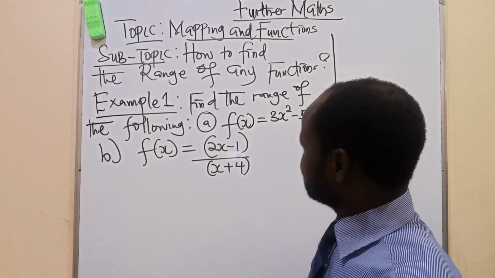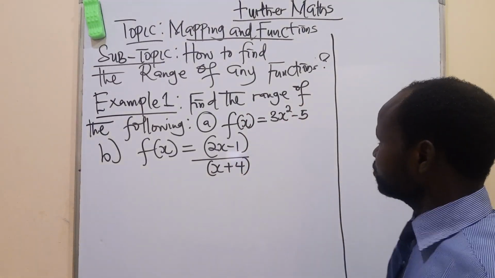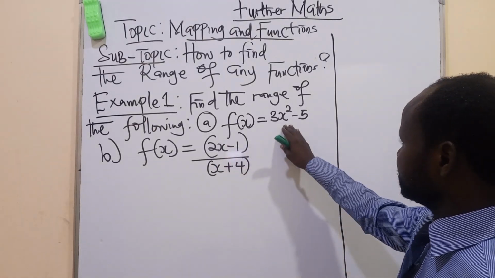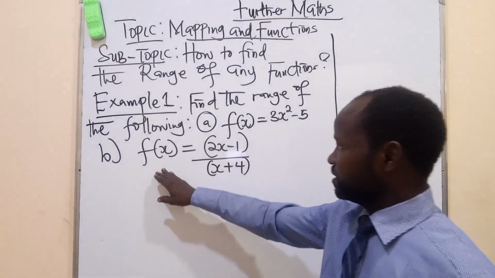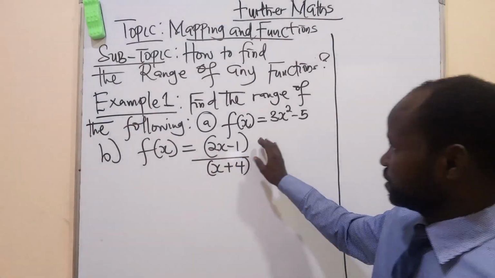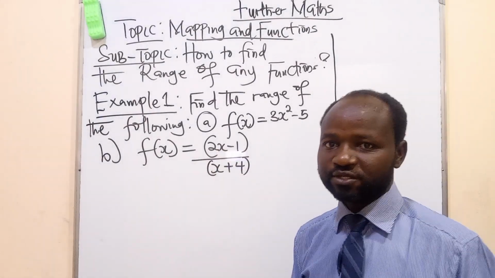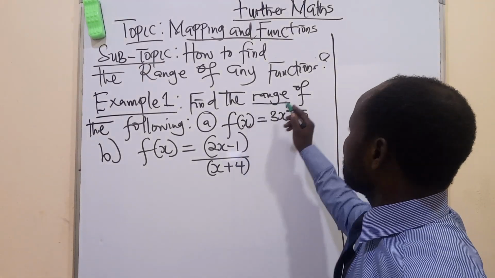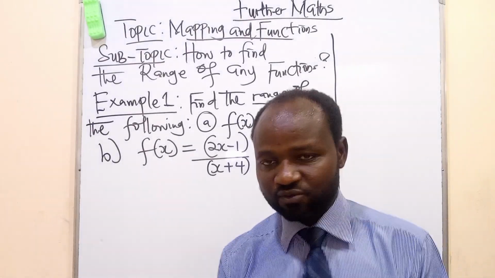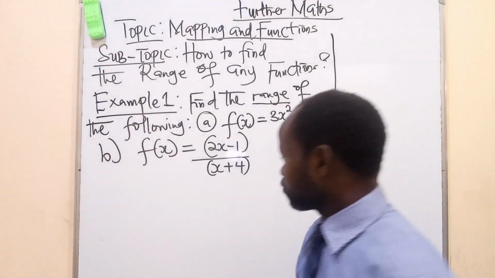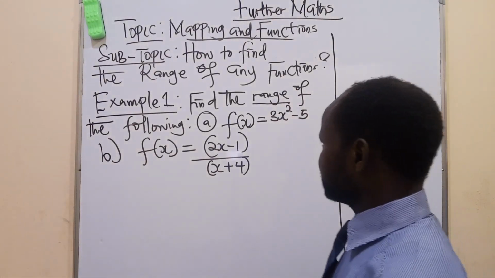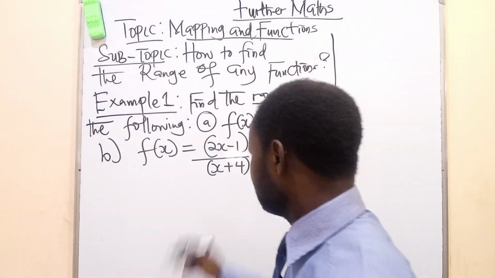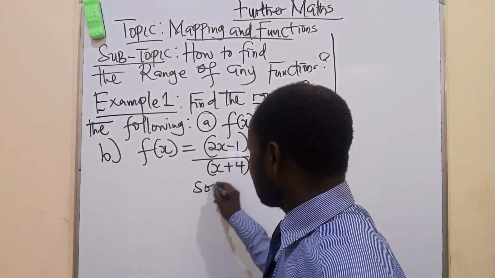Let's look at how we can solve this question before us. The question says find the range of the following. A, f of x equals 3x squared minus 5. B, f of x equals 2x minus 1 in the numerator, then x plus 4 in the denominator. As I say, the range is all the possible values of y that we can have in a function. So, to find the range of a given function, you first have to make x the subject of the relation.